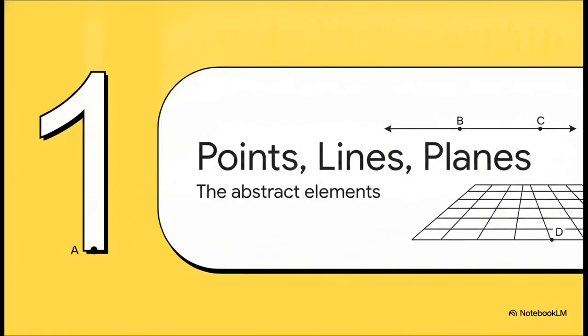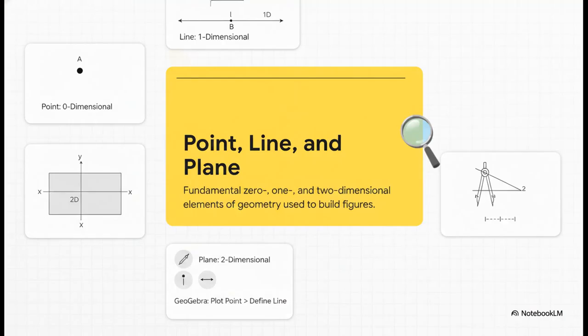Let's kick things off with Section 1, Points, Lines, and Planes. All of geometry literally starts with these undefined abstract notions. Now, what's really fascinating here is how we classify these elements by their dimensions. Think about it. A point is zero-dimensional. It has literally no size whatsoever, just a location. A line is one-dimensional, with infinite length, and a plane is two-dimensional.